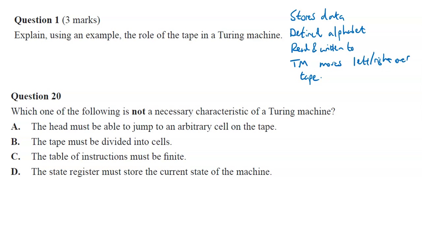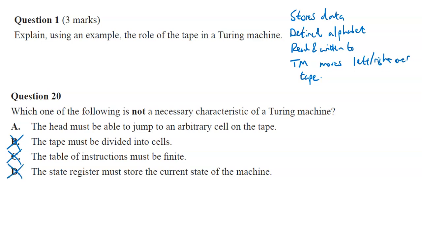Okay. Finally, question 20. Which of these is not necessarily a characteristic of the Turing machine? I think we can do this by a process of elimination. I mean, no, the tape has to be divided into cells. It's not like some continuous thing, so that's true, so we eliminate it. Table of instructions must be finite. I mean, everything we've done in algorithms suggests that, and we've seen a whole bunch of finite instruction tables. Somewhere or other, we have to store the current state of the machine.